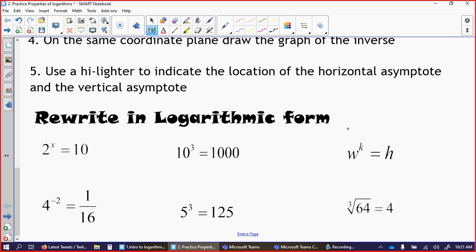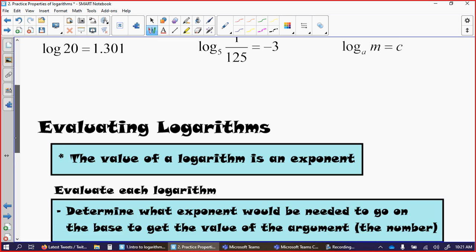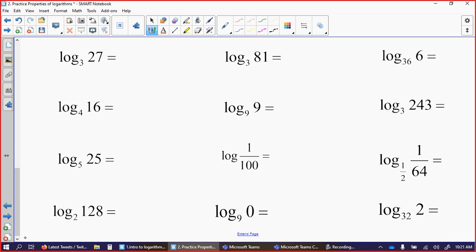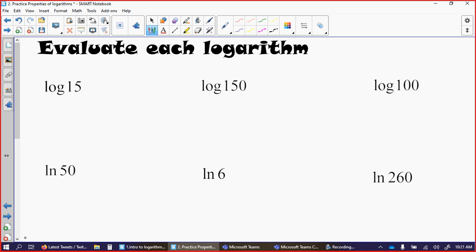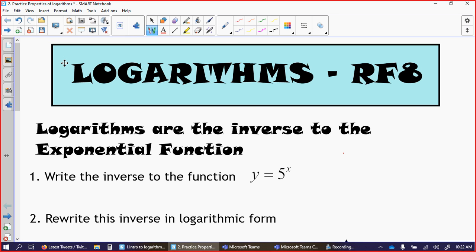Rewrite in logarithmic form. So I'll do a couple of them. Rewrite in exponential form. Evaluate. This is using your kind of powers. We'll do some of them. This last page that says evaluate logarithms is going to be really straightforward.